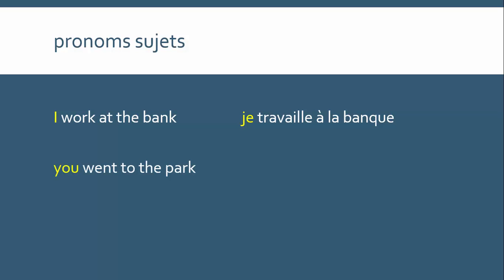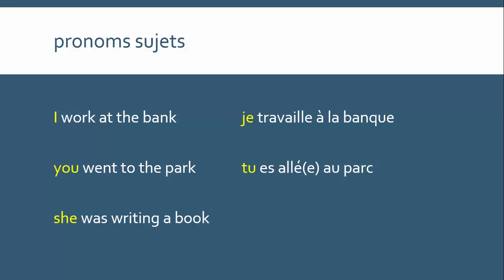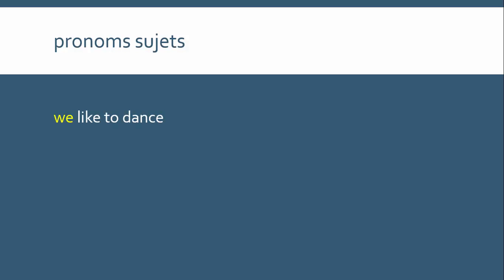You went to the park. Tu es allé au parc. And because we're using tu, this person must be someone that we know well, i.e. a friend or family member or a child. And she was writing a book. Elle écrivait un livre.